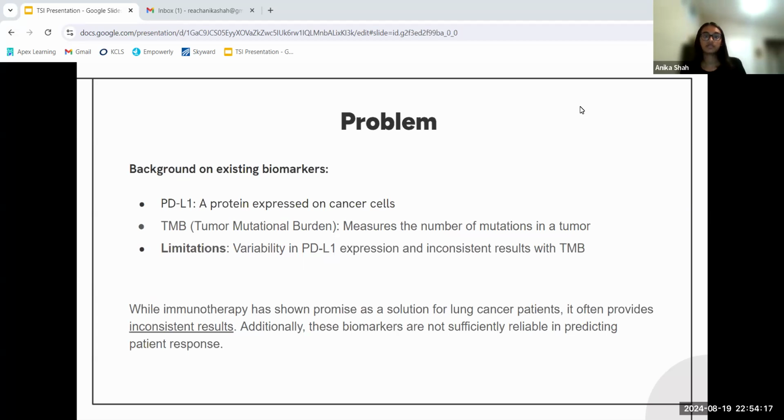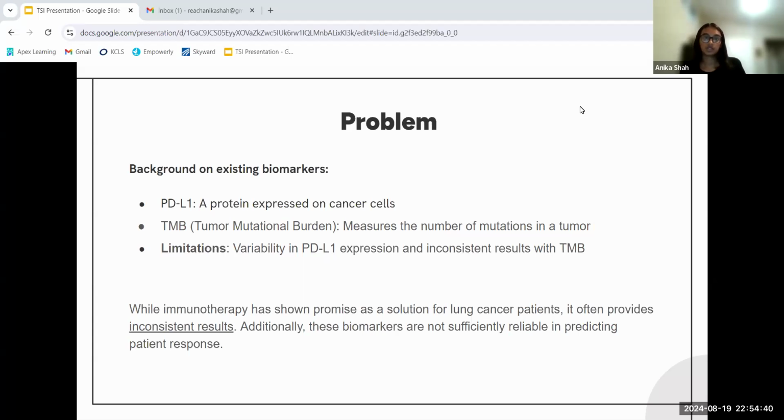PD-L1 is a protein expressed on the surface of cancer cells that can suppress the immune system from attacking healthier cells. Tumor mutation burden is the number of mutations in a tumor. So while these checkpoints have shown promise as biomarkers for predicting patient response, they have many limitations, which are mostly inconsistencies. Given these challenges, there's a growing interest in exploring alternative biomarkers.